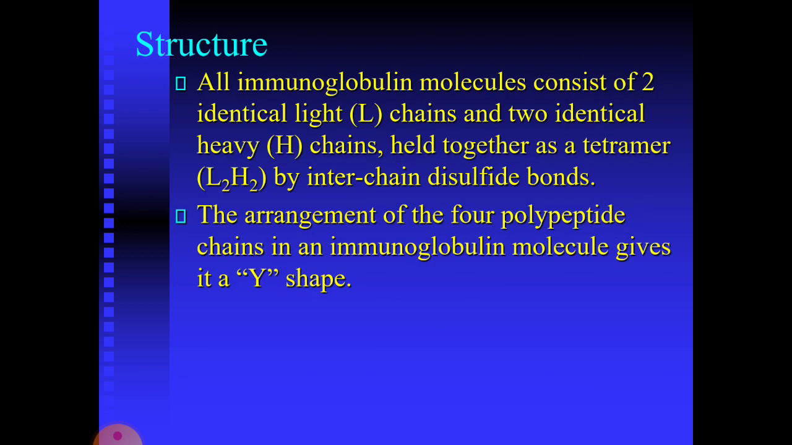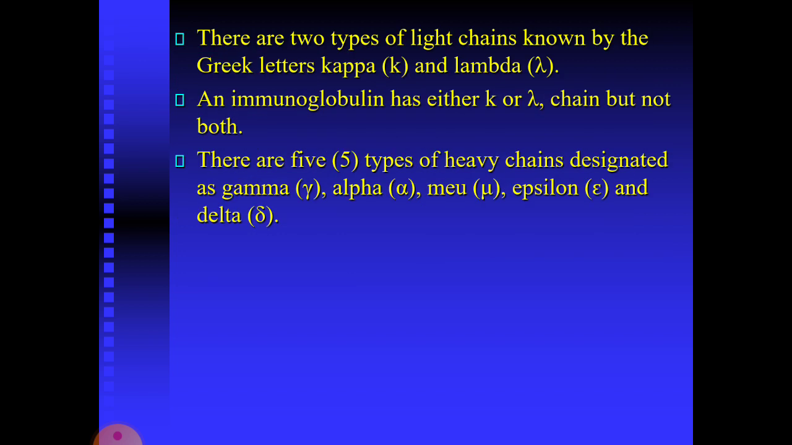Let us get into the details of the structure of the immunoglobulin. All immunoglobulin molecules consist of 2 identical light chains and 2 identical heavy chains held together as a tetramer by interchain disulfide bonds. The arrangement of 4 polypeptide chains in an immunoglobulin molecule gives it a Y shape. There are 2 types of light chains known by the Greek letters kappa and lambda. An immunoglobulin has either kappa or lambda chain, but not both. There are 5 types of heavy chains designated as gamma, alpha, mu, epsilon and delta.